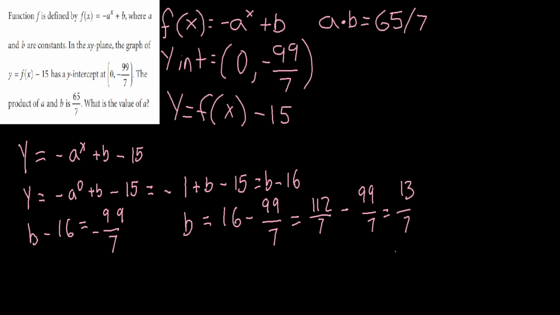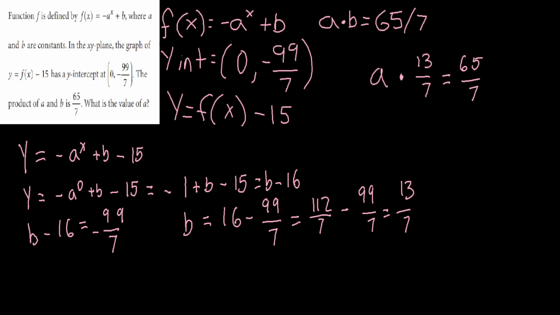Now we have found b. b is 13 over 7. All that's left for us to do is to use the product we have been given earlier at the beginning to find what's left. So we don't have a, so we'll write out a times 13 over 7 equals 65 over 7.